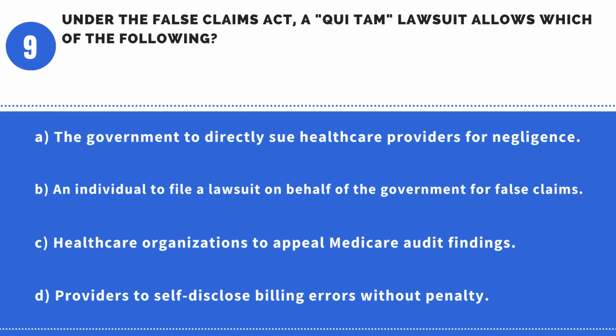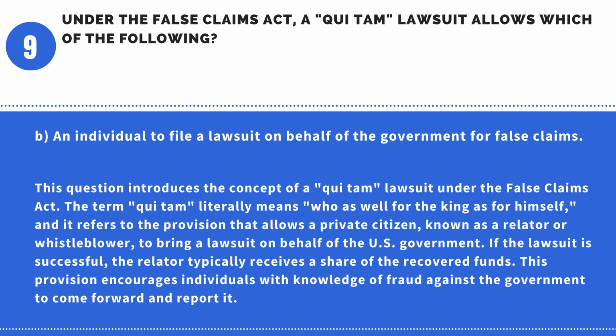Question 9. Under the False Claims Act, a qui tam lawsuit allows which of the following? A. The government to directly sue healthcare providers for negligence. B. An individual to file a lawsuit on behalf of the government for false claims. C. Healthcare organizations to appeal Medicare audit findings. D. Providers to self-disclose billing errors without penalty. Answer: B. An individual to file a lawsuit on behalf of the government for false claims.